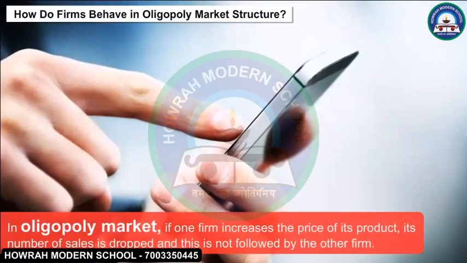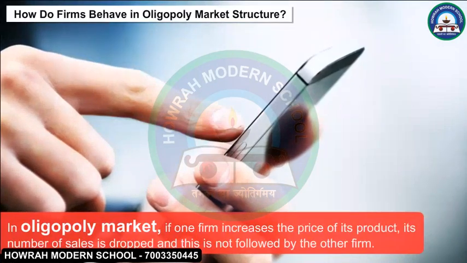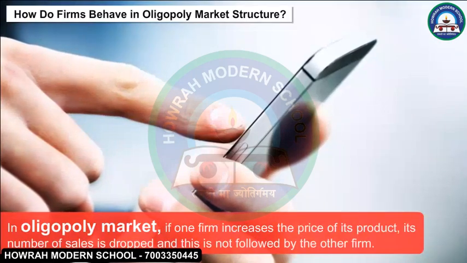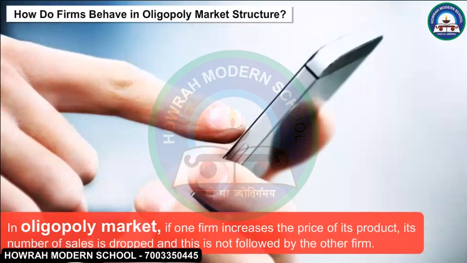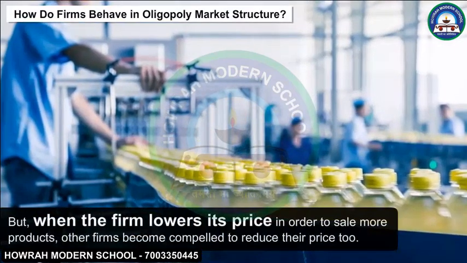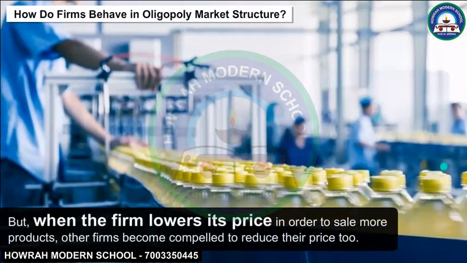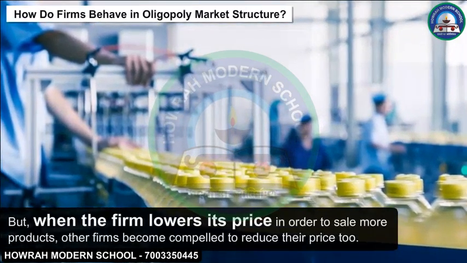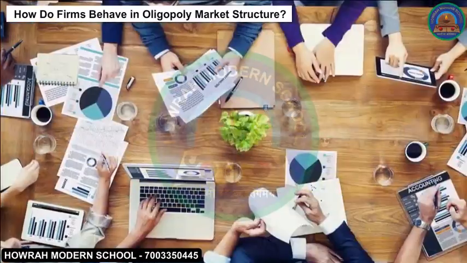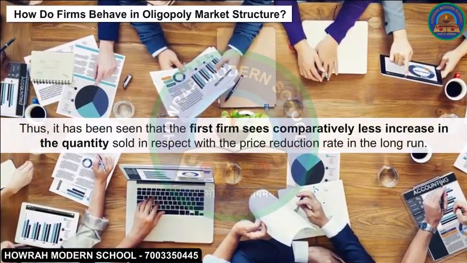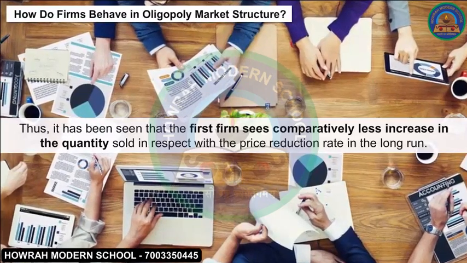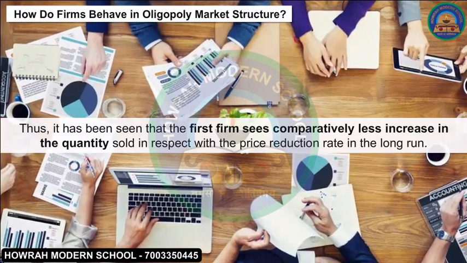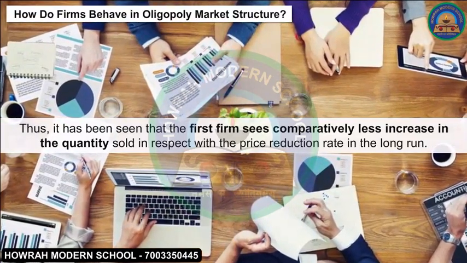In an oligopoly market, if one firm increases the price of its product, its number of sales drops and this is not followed by the other firm. But when the firm lowers its price in order to sell more products, other firms become compelled to reduce their prices too. Thus, it has been seen that the firm sees comparatively less increase in the quantity sold with respect to the price reduction rate in the long run.